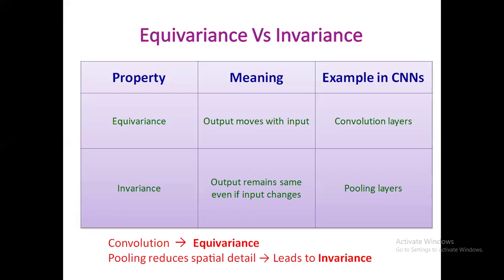Next, equivariance versus invariance. Equivariance should not be confused with invariance. While equivariance ensures that the output shifts when the input shifts, invariance means that the output stays the same even if the input changes. In CNNs, convolution layers are equivariant, while pooling layers such as max pooling introduce invariance by reducing spatial sensitivity. Pooling helps the network become less focused on exact spatial locations and more focused on the presence of features, improving recognition stability under minor shifts.